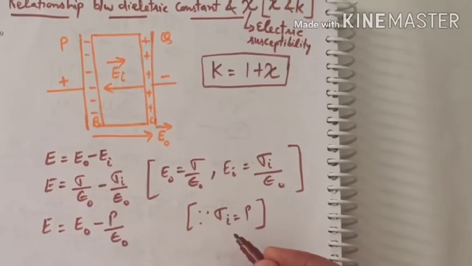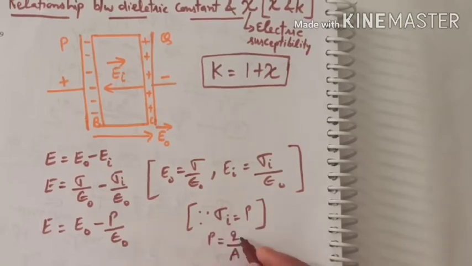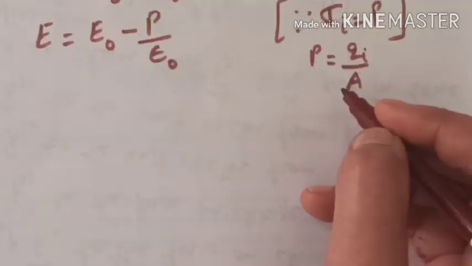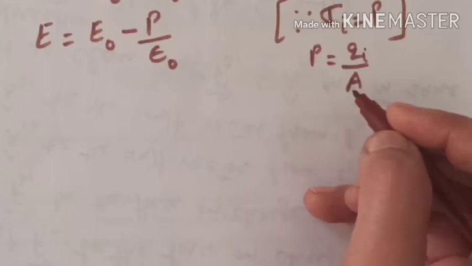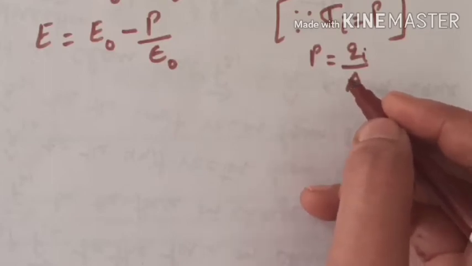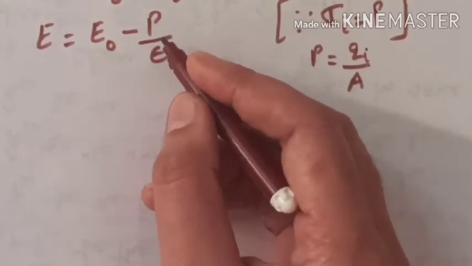How can we write here sigma I is equal to P? Because this P is equal to charge per unit area. So here I is the surface charge density of induced charge. This is the surface charge density of induced charge. So that's why here is P.